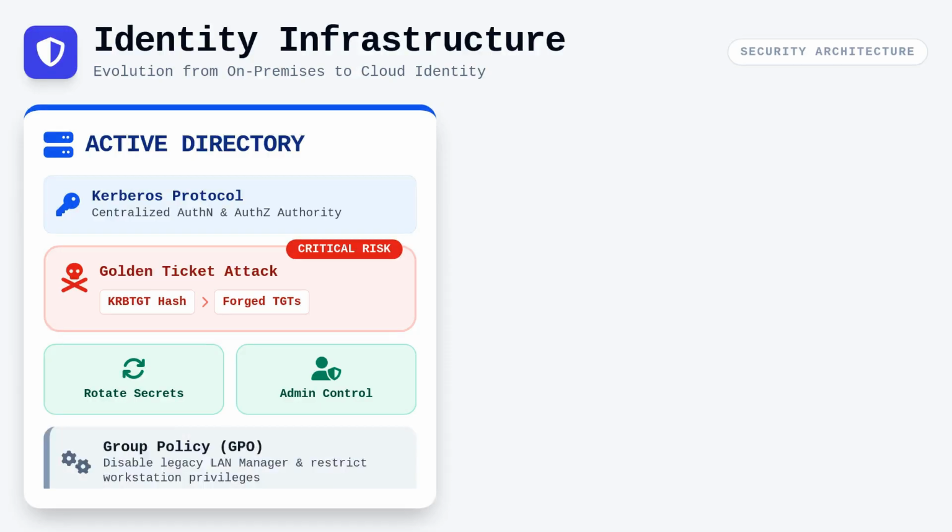Furthermore, group policy objects allow us to enforce security configurations across the environment, such as disabling legacy LAN Manager authentication or restricting local administrative privileges on workstations.